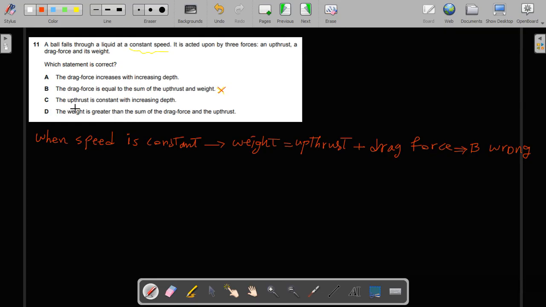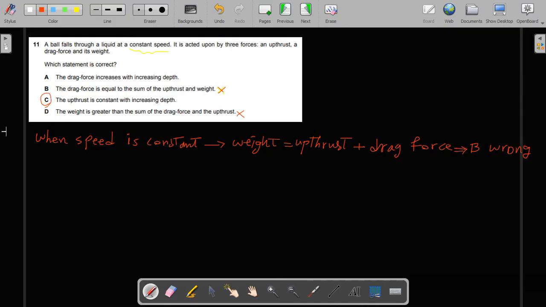C is also wrong. It is said the upthrust is constant with increasing depth. So this is also wrong. The weight is greater than the sum of the drag force and the upthrust. This is wrong, because as I said, when speed is constant, weight is equal to upthrust plus drag force. So C, the upthrust is constant with increasing depth. So sorry, C is right.